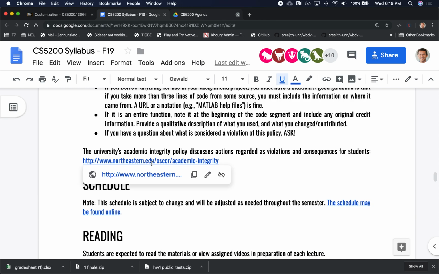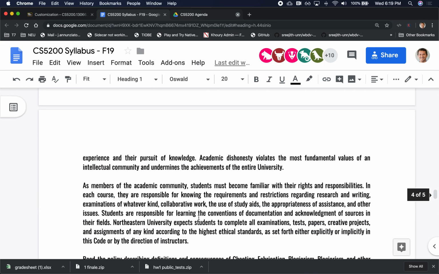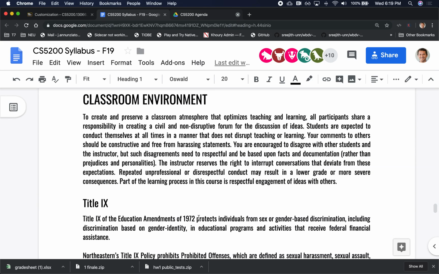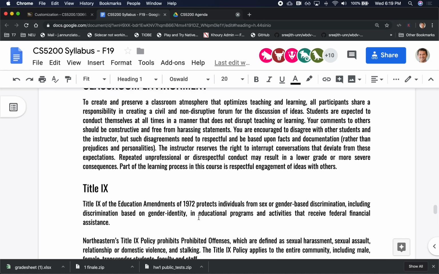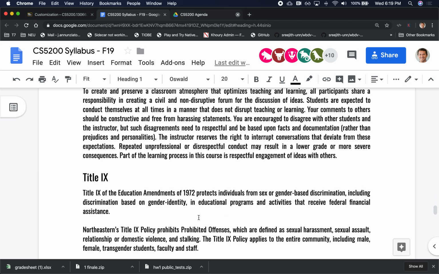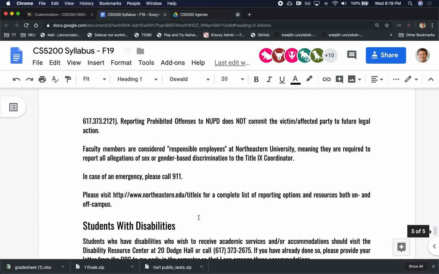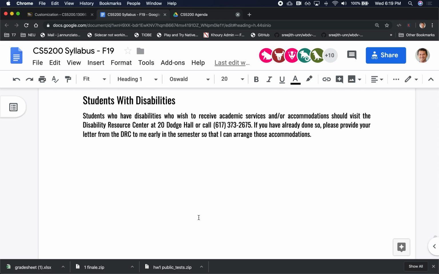Read through the university academic integrity policy. Classroom environment: please feel free to interrupt me at any time. I'm usually here a little bit right after class as well. Let's see, what else? I don't believe anybody with a disability has approached me, but if there are, please let me know.